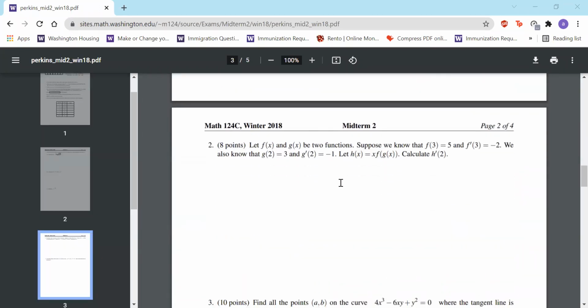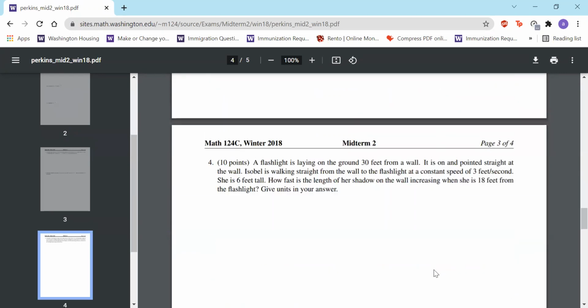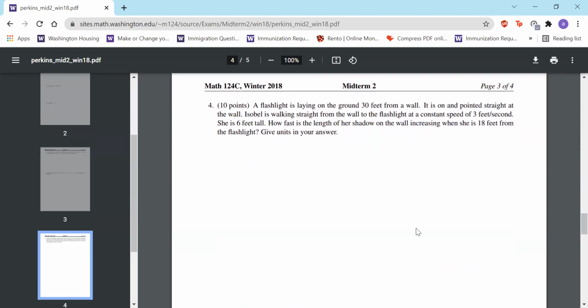A flashlight is lying on the ground 30 feet from the wall. It is pointed straight at the wall. Isabel is walking straight from the wall toward the flashlight at a constant speed of 3 feet per second. She's 6 feet tall. How fast is the length of her shadow on the wall increasing when she's 18 feet from the flashlight?